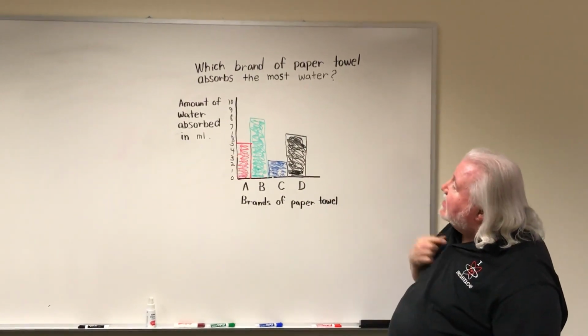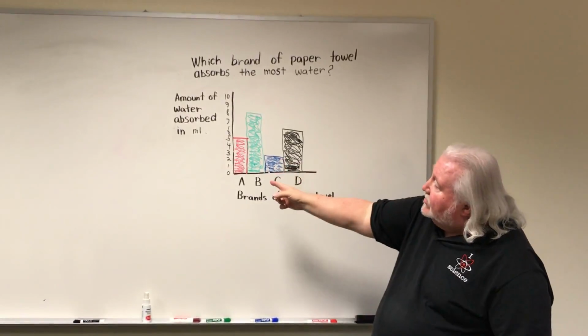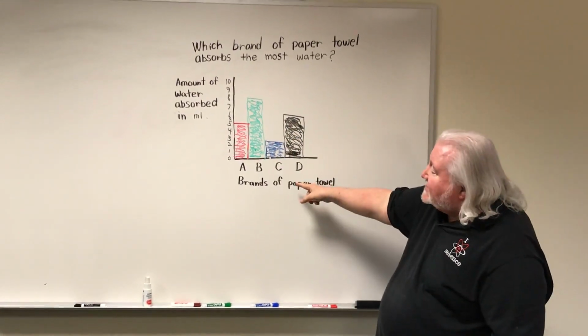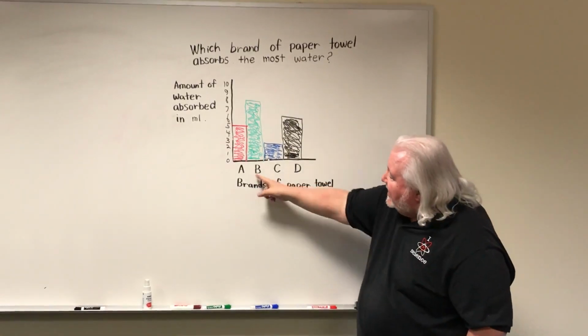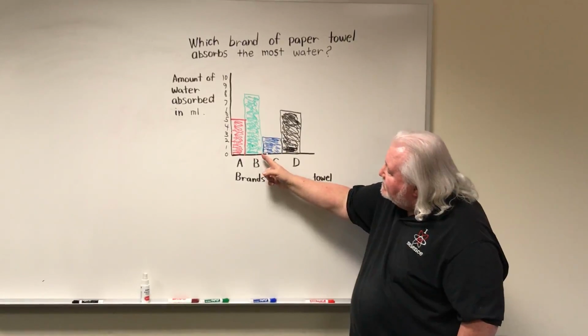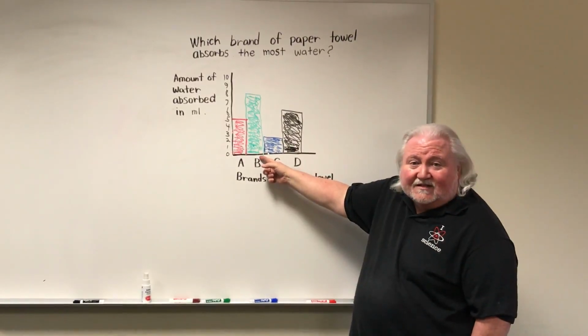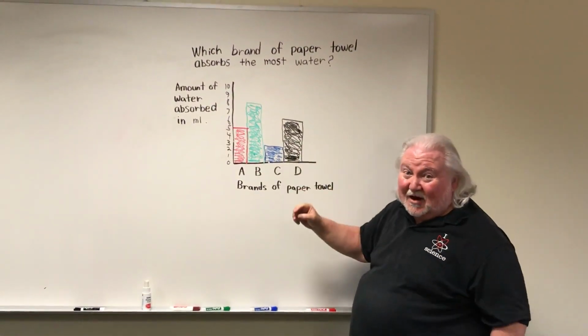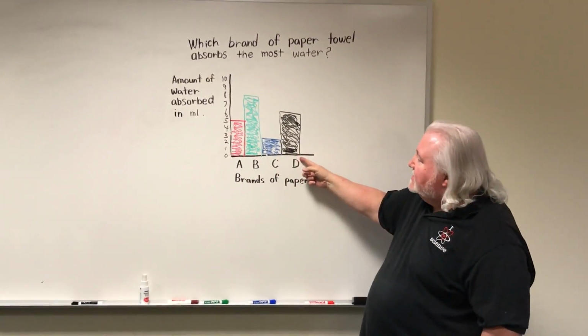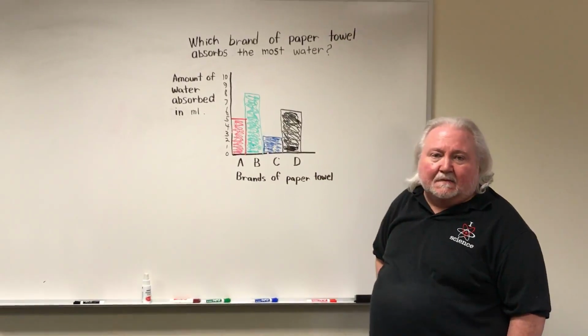Which brand of paper towel absorbs the most water? On the y-axis, amount of water absorbed in milliliters. X-axis, the brands of paper towel. A, B, C, and D. Look at A, not bad. B, B's the one that won, right? In our fictitious graph. C's really bad. And then D's actually the second best.